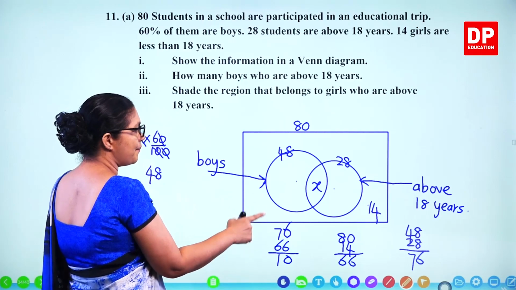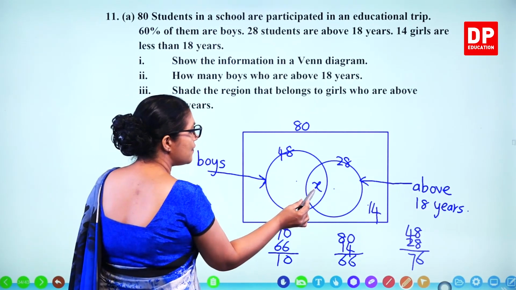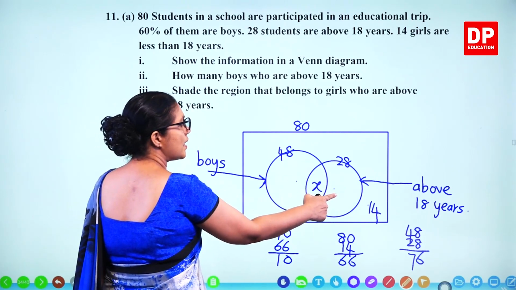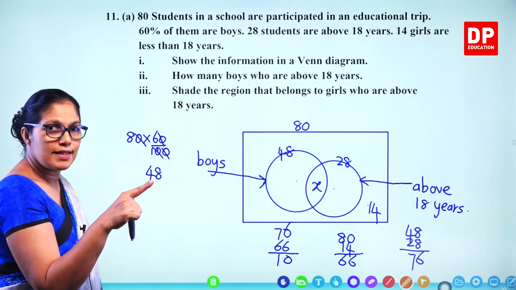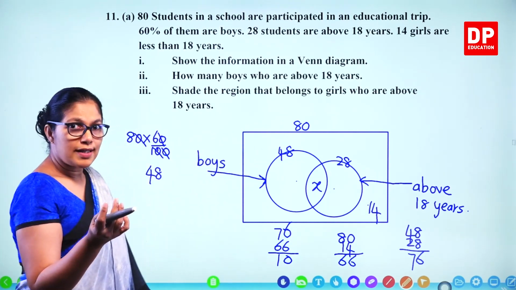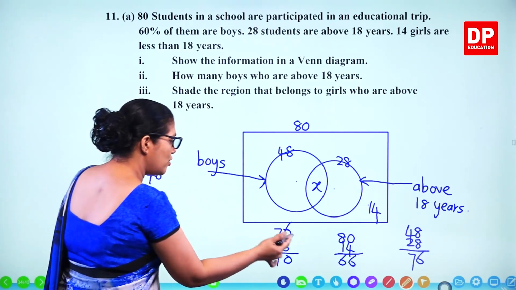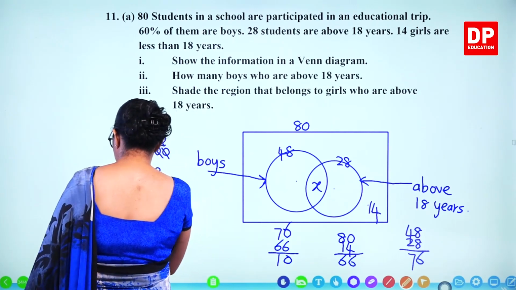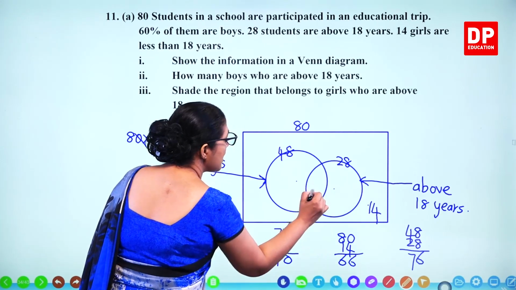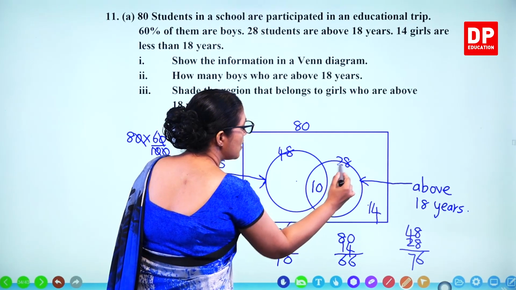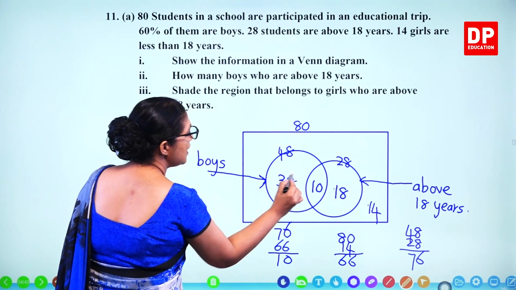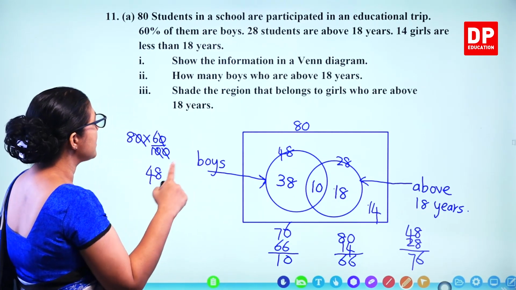Or you can put x and do this question. If this is x, this should be 48 minus x, 28 minus x. When you add all these, you are getting 80. So you construct an equation and find. We can use it without that as well. So I'm using this number, 10. So this is 28 minus 10, this becomes 18. So this becomes 38. So that's the diagram.